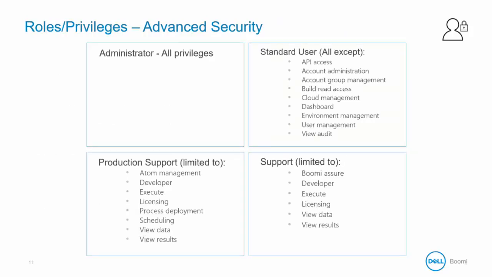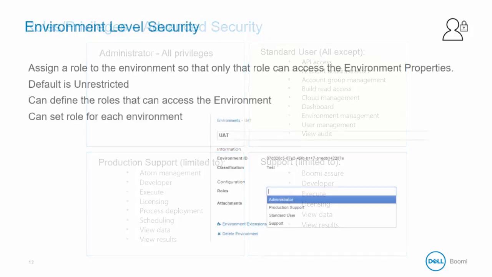These are the 4 default security roles in advanced security: administrator, standard user, production support, and support. I'm not going to go over each privilege. You can find them in the User Management tab. With the Enterprise Edition licenses, you can also create custom roles where you specify the privileges.